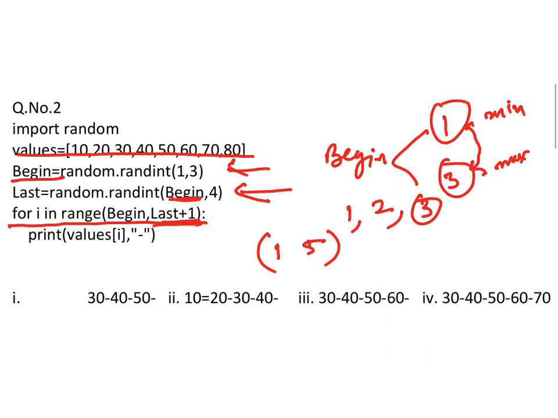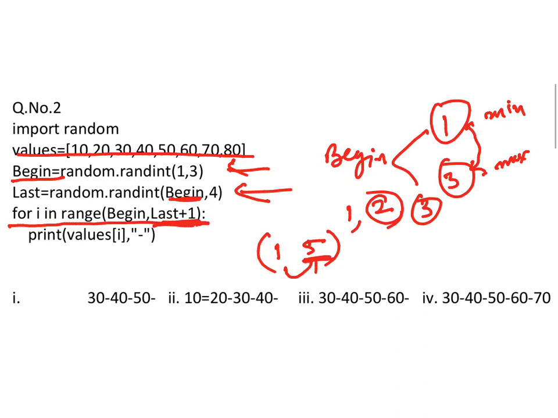Begin is starting from 1 and this last will end at 4, and now here you have done last plus 1, so this value will become 5. So this for loop may execute from 1 to 5. Then if the value of begin is 2, it will execute from 2 to 5. If the value of begin is 3, it will execute from 3 to 5.